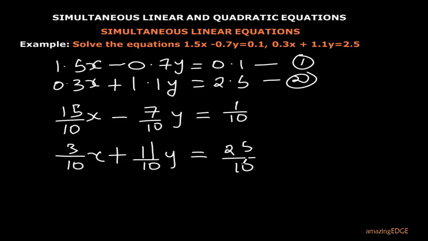Now you have fractions, but luckily enough, the fractions all have 10 as the denominator. So you find out that the LCM is 10. So you can multiply each of the equations by 10 in order to remove the fraction. Suppose this is equation 3 and this is equation 4, for instance. So you multiply here by 10, multiply here by 10.